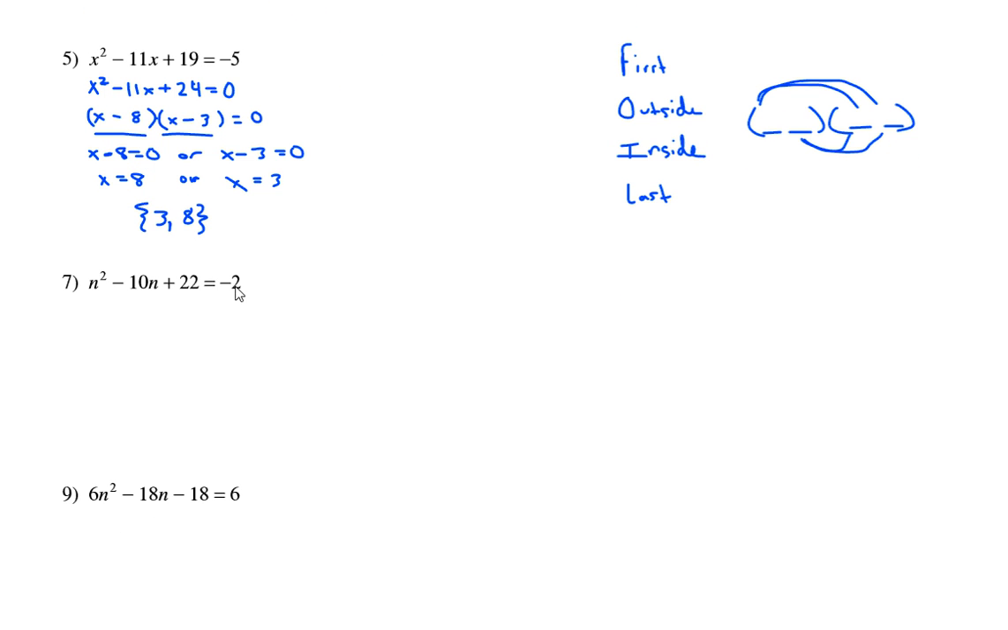All right, so number 7, add 2 to both sides. We get n squared minus 10n plus 24 equals 0. Don't forget about that equals 0. We are solving an equation. This is not an expression. There's an equal sign, so it's an equation we have to solve. All right, factor the left-hand side.